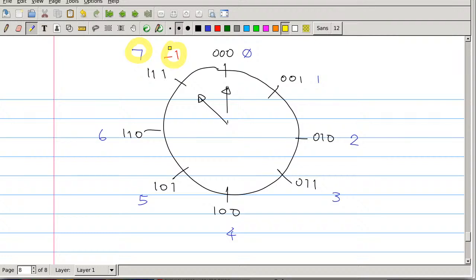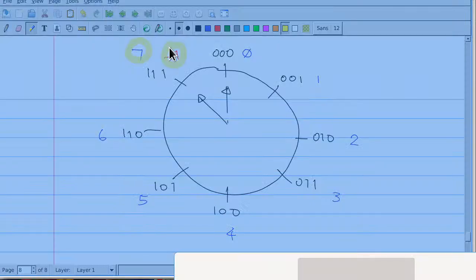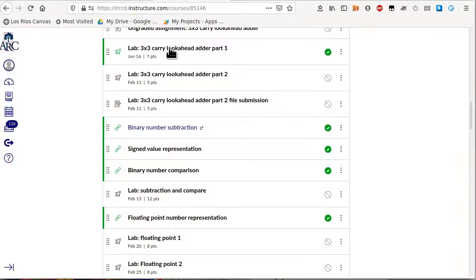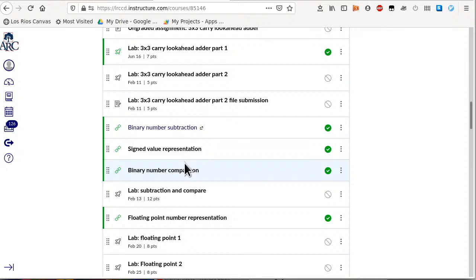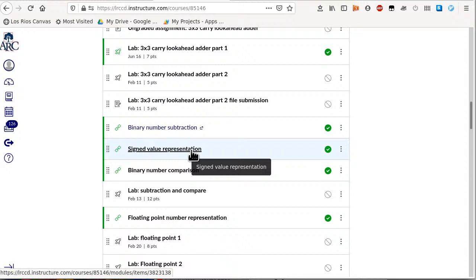So what you need to do for the rest of today, I know the lecture time is over already, is make sure that you understand the concepts of binary addition and binary subtraction. But now we are moving on to signed value representation, which means if you can read this module before tomorrow at 9 a.m., it'll be great.